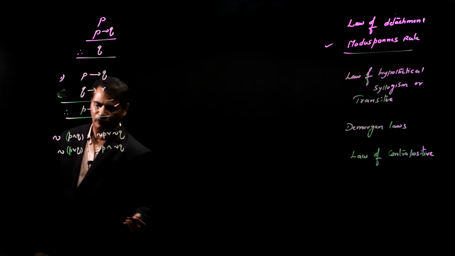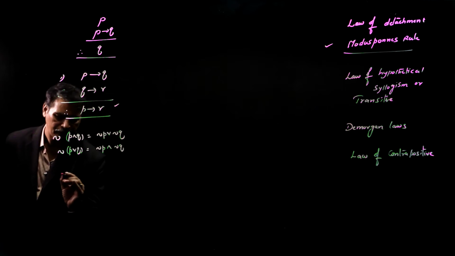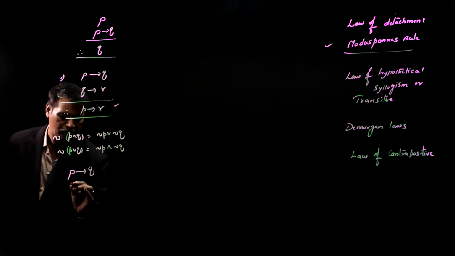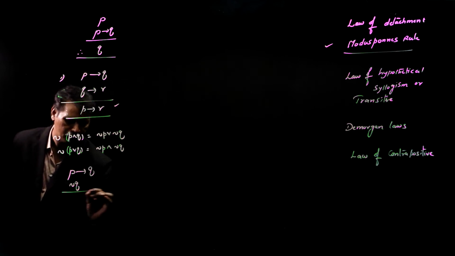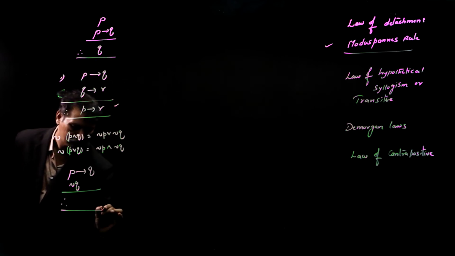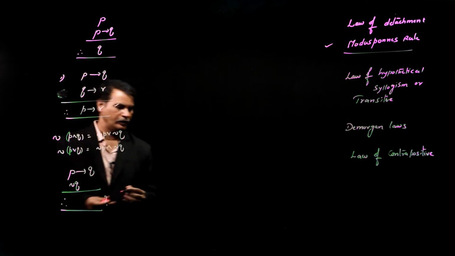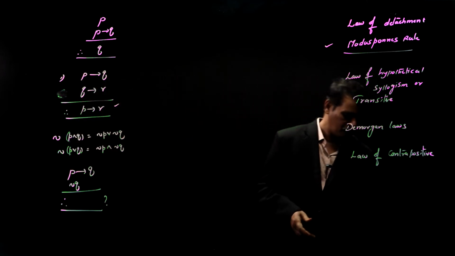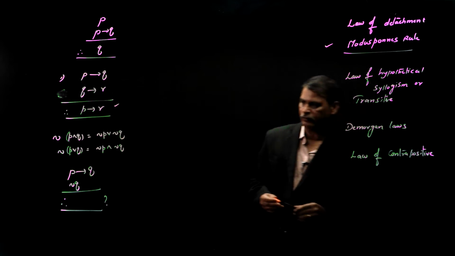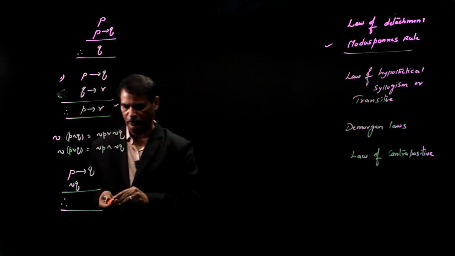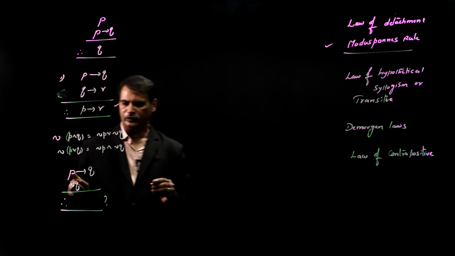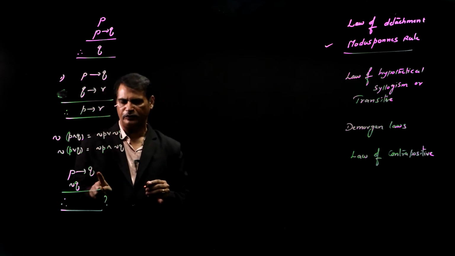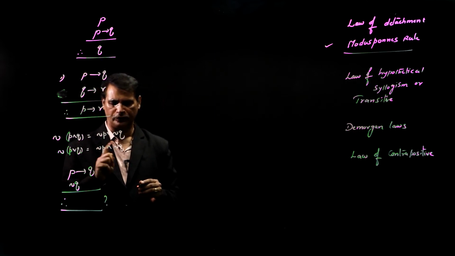Next, law of contrapositive. What is the law of contrapositive? Suppose I know P implies Q is true and negation Q is true. What will we get? Don't try to learn it by heart. It's so easy. So, what is our data? P implies Q is true, negation Q is also true.